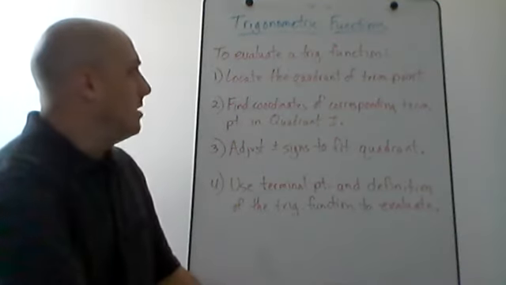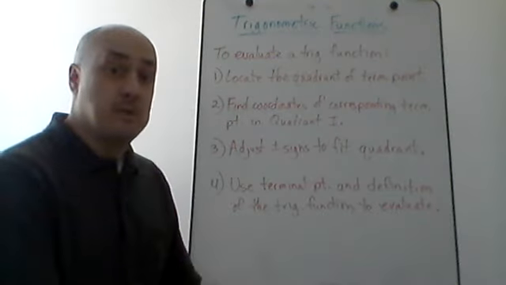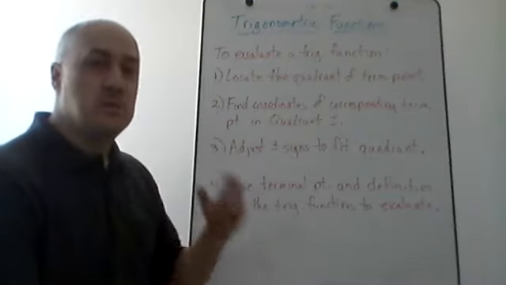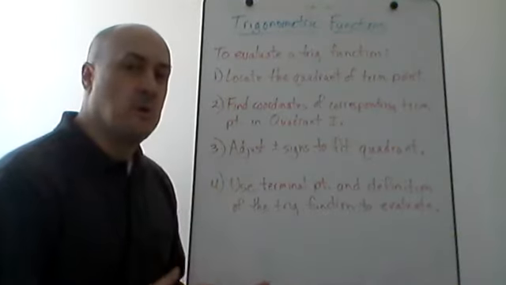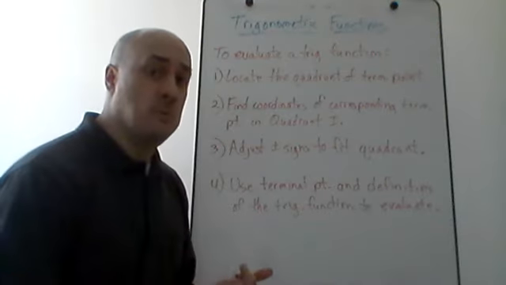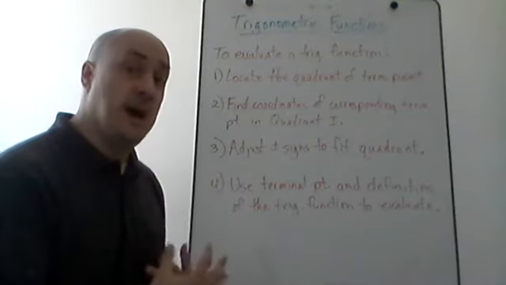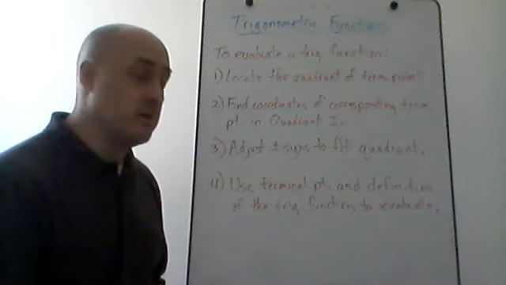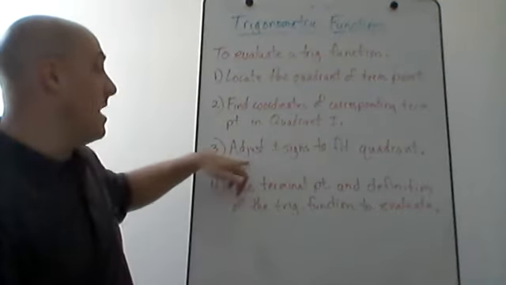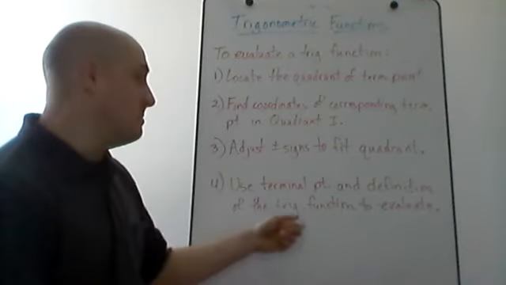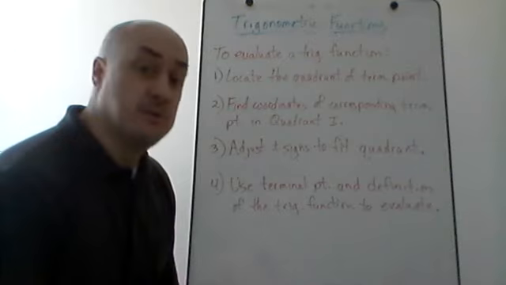All right, in this video we're going to talk about evaluating trigonometric functions using the unit circle. There's really two parts to it, and I did some videos before about the unit circle itself and finding terminal points. That's the biggest part of this, being able to locate the terminal point for the t value, or your input value to your trig function. So the first three steps of this are finding that terminal point, and then the last part is actually bringing in the definition of the trigonometric function.